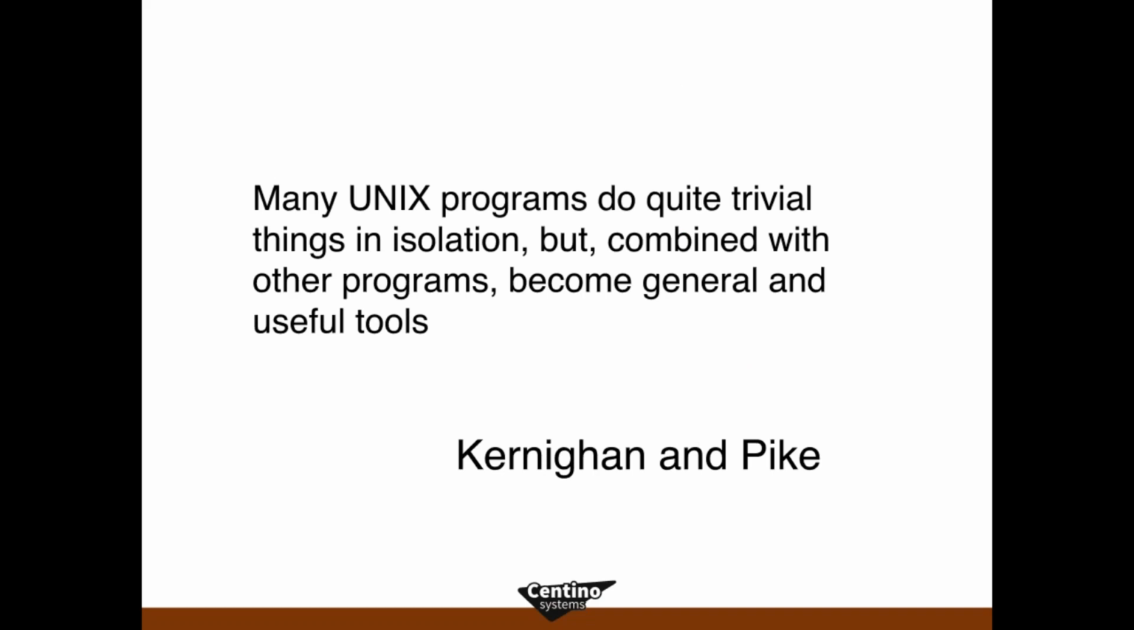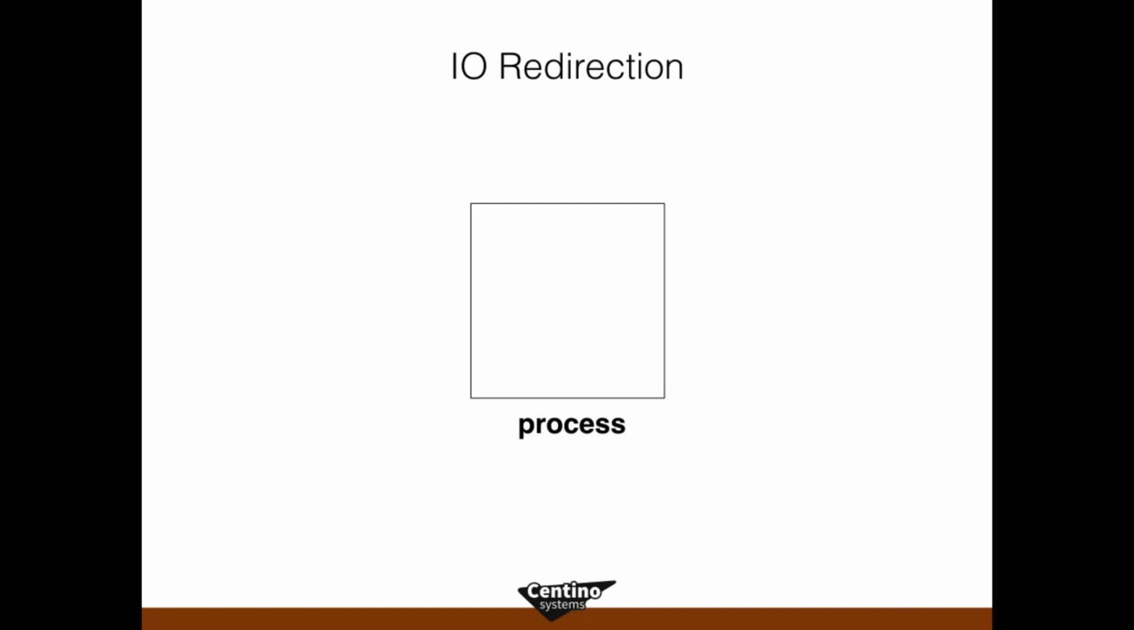So this is a quote from Brian Kernighan and Rob Pike, who are kind of the forefathers of the Unix operating system. The quote comes from the book, The Unix Programming Environment. And in there it says, many Unix programs do quite trivial things in isolation, but combined with other programs become more general and useful tools. And this is really kind of the core concept behind what's called the Unix philosophy, right? Keeping things simple and building more powerful commands using simple commands. It's a very, very fantastic book that I suggest you guys check out, The Unix Programming Environment.